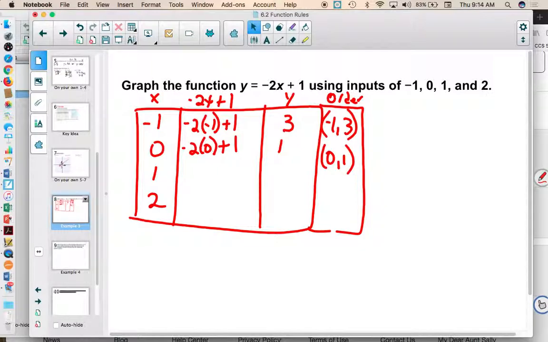Okay? If I plug in a positive 1, -2 times 1 plus 1, what do I end up with? Annie, what would I have? -1. Good. What's the ordered pair, Annie? 1, -1. Good. Okay? Now, finally, I've got -2 times 2 plus 1. Negative 2 times 2 plus 1 gives me what? Cadence? Negative 3, so what's my ordered pair? 2, negative 3.